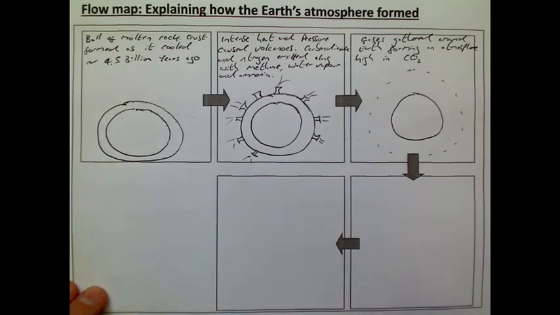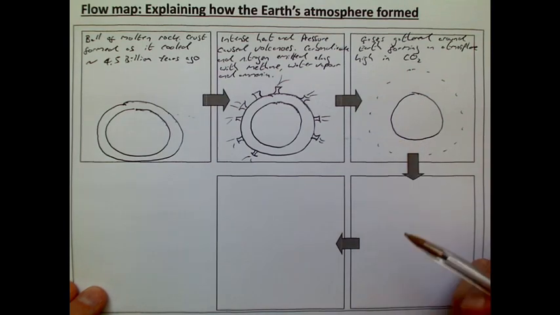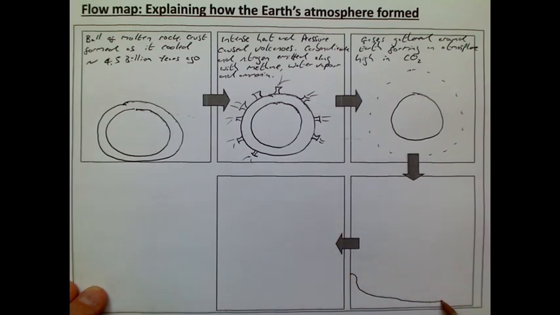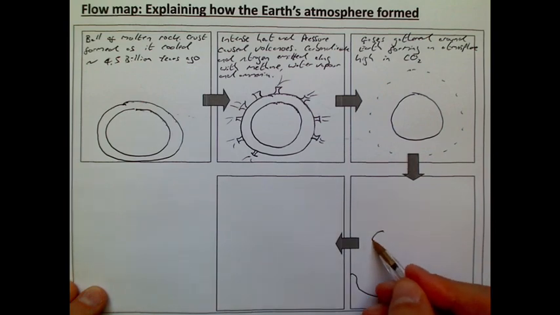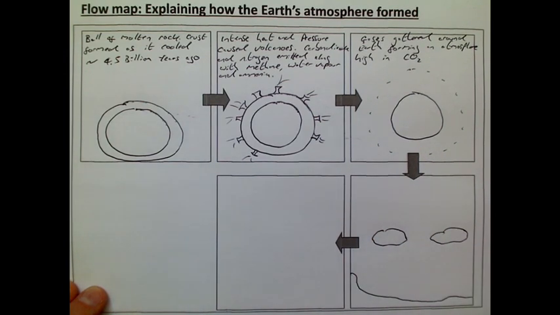As the Earth then cooled, the water vapor in the atmosphere also began to cool and condensed. And we know when water vapor condenses, we get clouds. And what do clouds do? They produce rain. So that rain fell to Earth and created our early oceans.